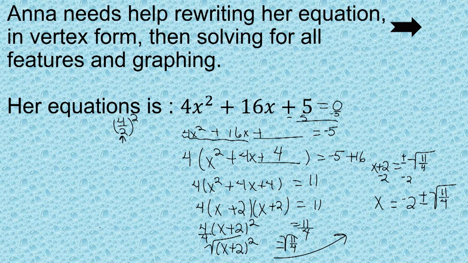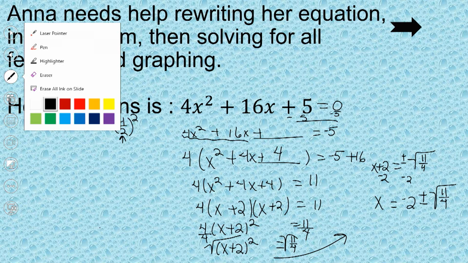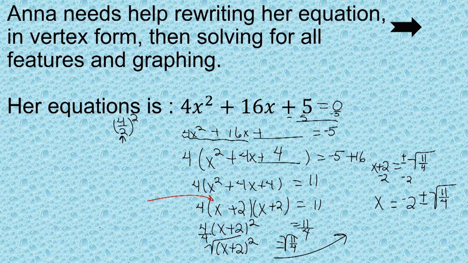So we have what our x-intercepts are going to be: negative 2 plus the square root of 11/4, and negative 2 minus the square root of 11/4. So now let's go back to here and find some more features.